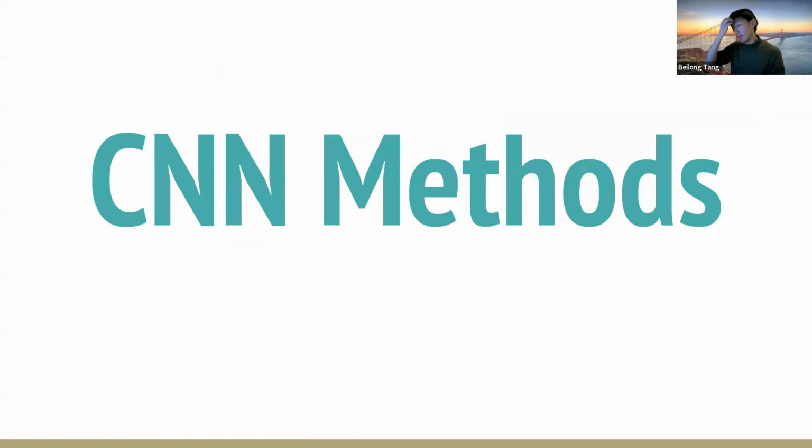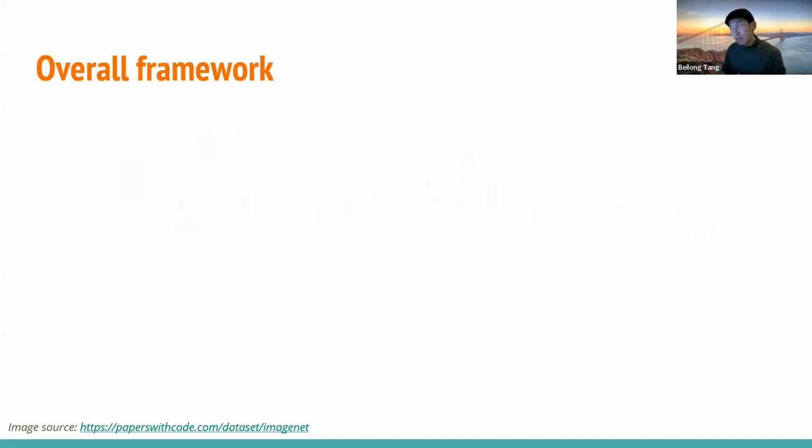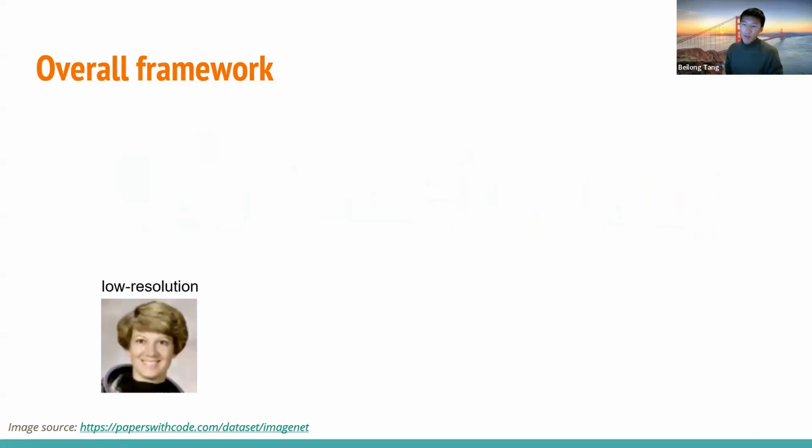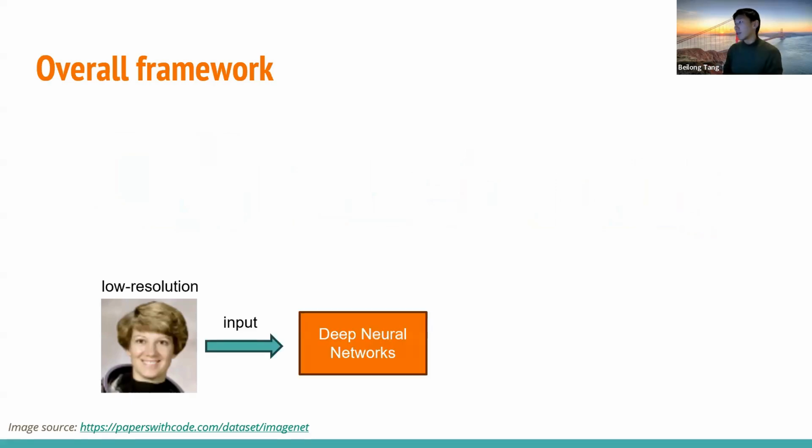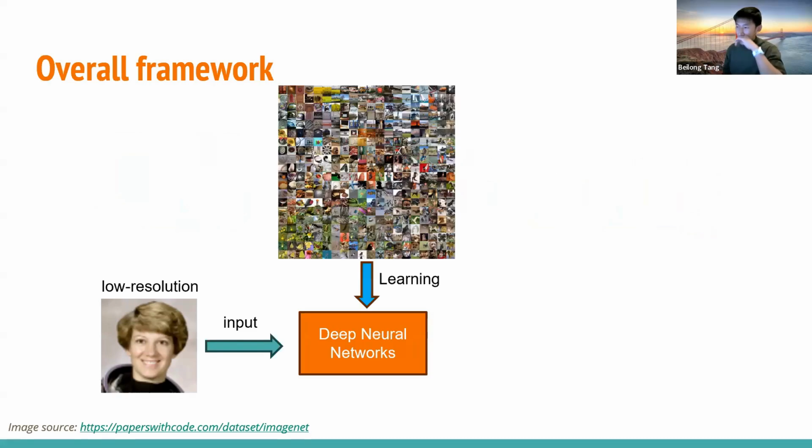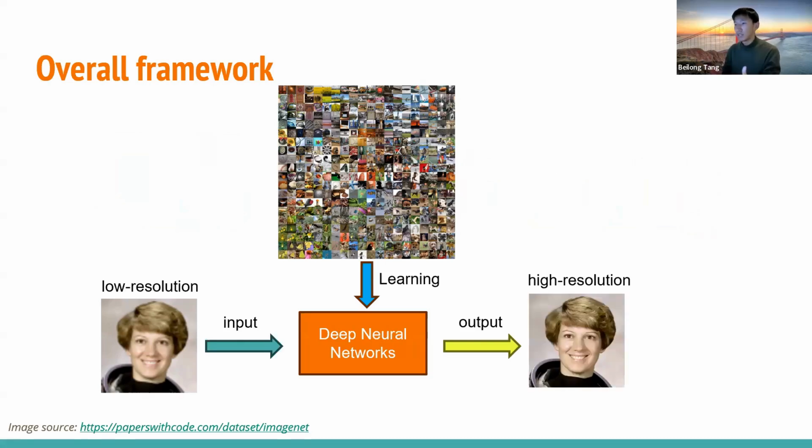So next, we're going to talk about some of the CNN methods. The overall framework for all the CNN methods is that we have a low resolution image. Assume we have a low resolution image, we want to upscale it, and we feed it into a deep neural network, right? CNNs or GANs, whatever. The deep learning model is usually trained on a large set of data, which is the training set, and we just output a high resolution image. The deep neural network learns a mapping from low resolution data to high resolution data. And that's basically the framework.